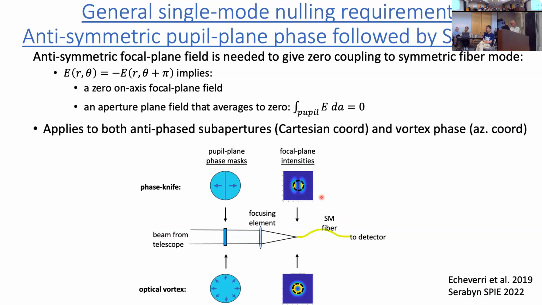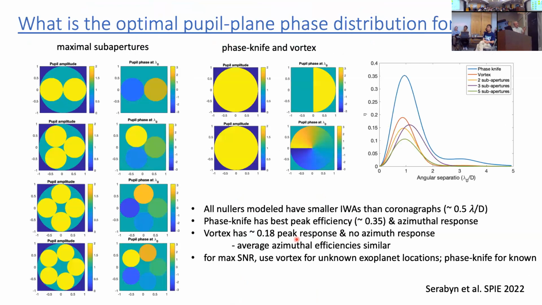You can do this in Cartesian coordinates, so in XY coordinates, or in radial azimuthal coordinates. So you can use an optical vortex as your phase shifter in the pupil plane, and then all you have to do is focus it into a fiber. We've carried out a study for the optimal phase distribution, since there were obviously 2 choices in the previous slide. There's a lot more choices here. We actually found the optimal to be a phase knife, shown here, just 0 and pi across the whole aperture.